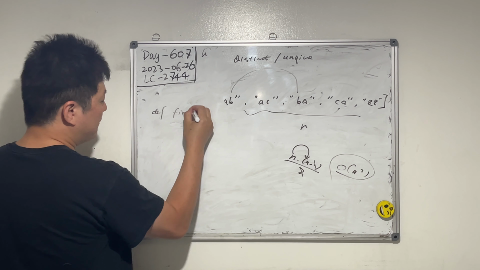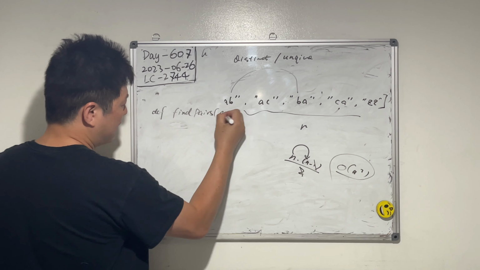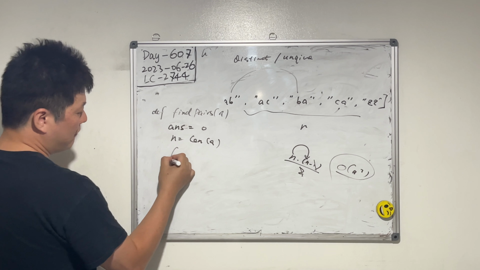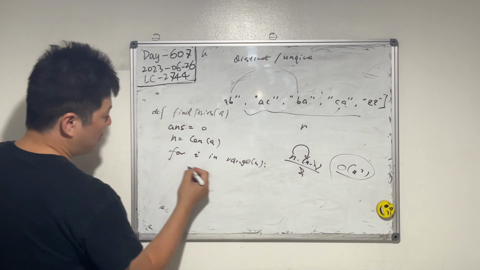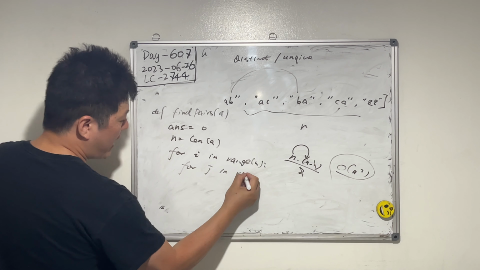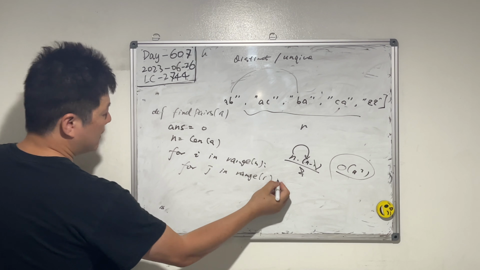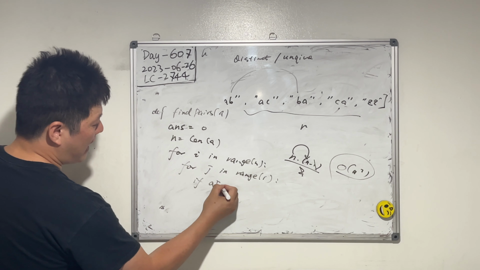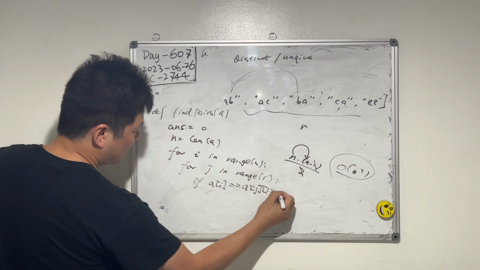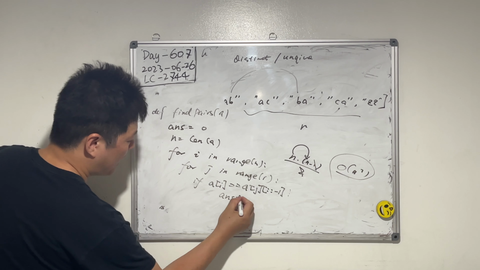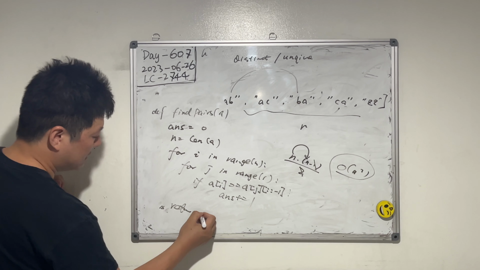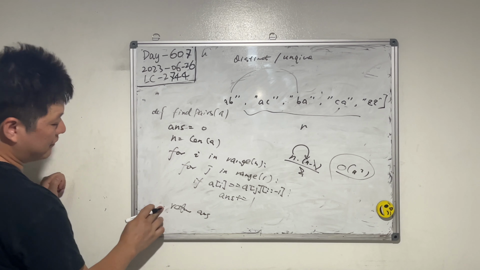Define find pairs, max pairs, array. Answer equals 0. N equals the length of A. For I in range N, for J in range I, then we check if A[I] is the same as A[J] but reversed. We're looking for the reverse. Or A[I] reversed is A[J]. Then answer plus equals 1. At the end, return answer. This is brute force.